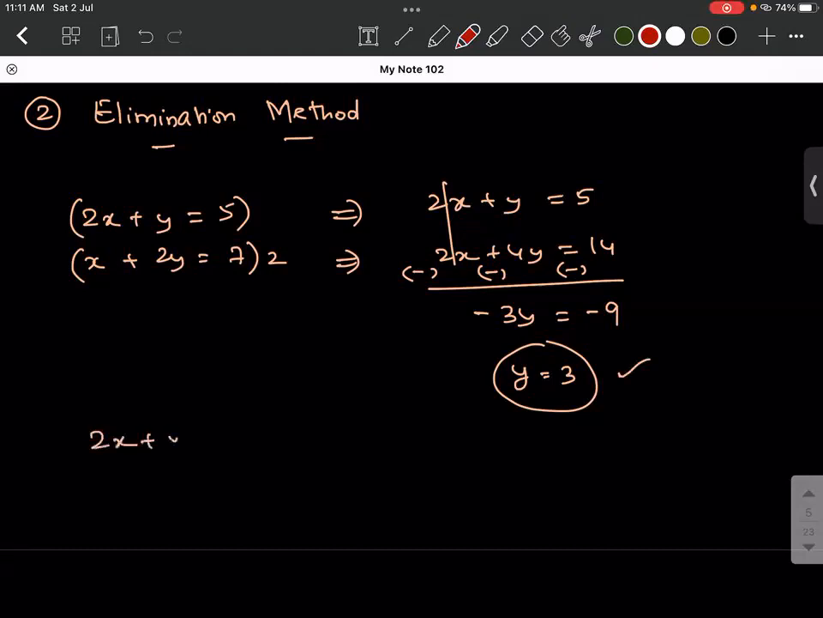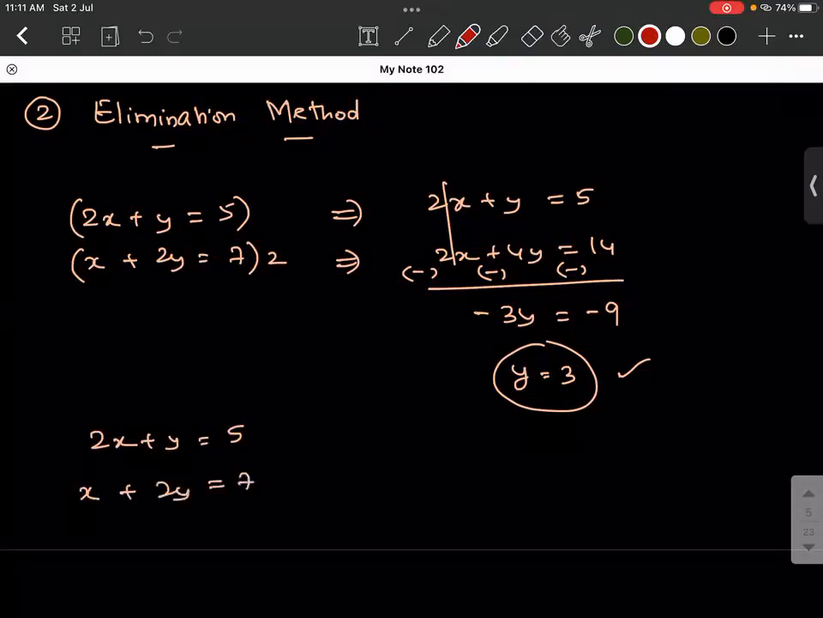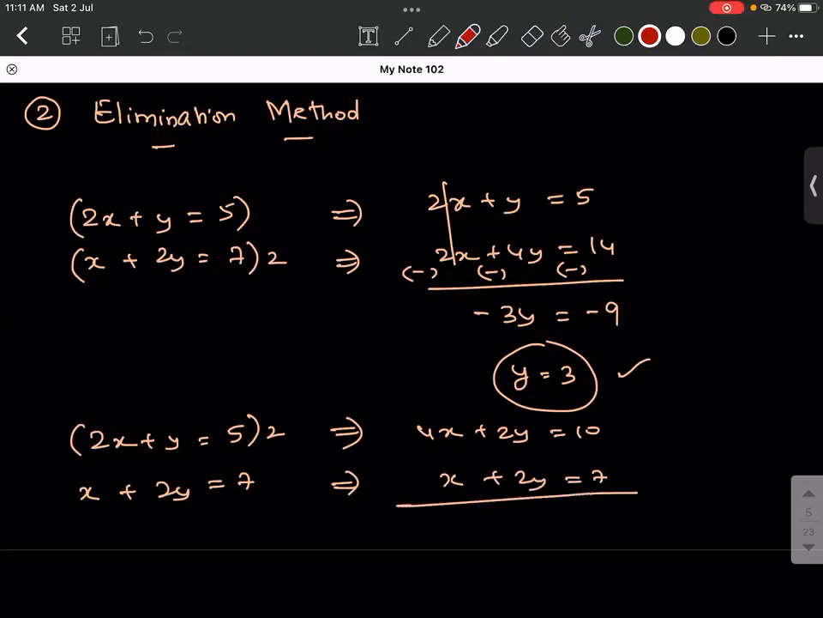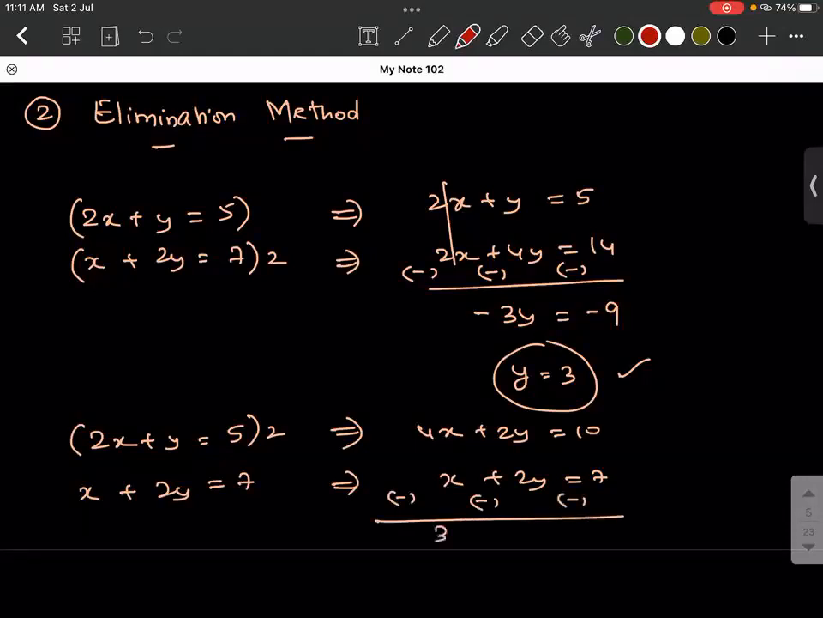Again, 2x plus y is equal to 5, x plus 2y is equal to 7. Now what you can do, multiply the first equation with 2. That implies 4x plus 2y is equal to 10. And here you get x plus 2y is equal to 7. So again, subtract them. So 3x is equal to 3 and x will be equal to 1.